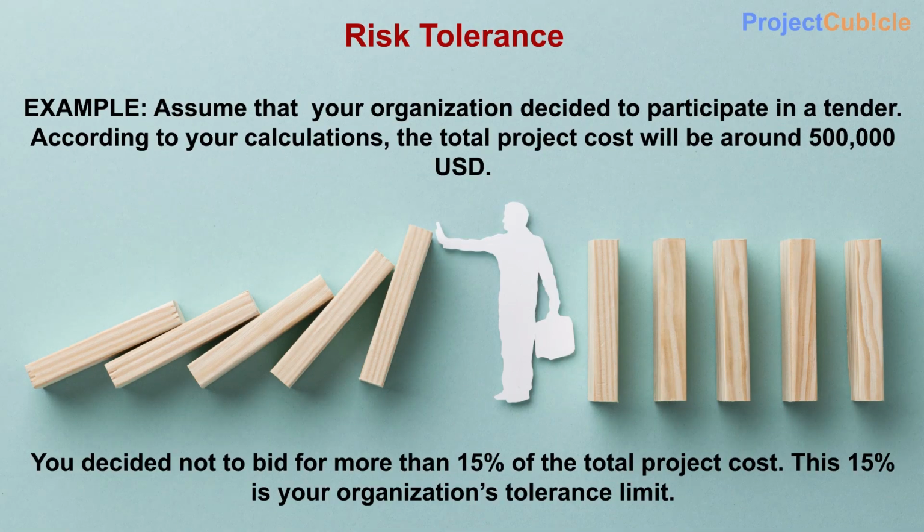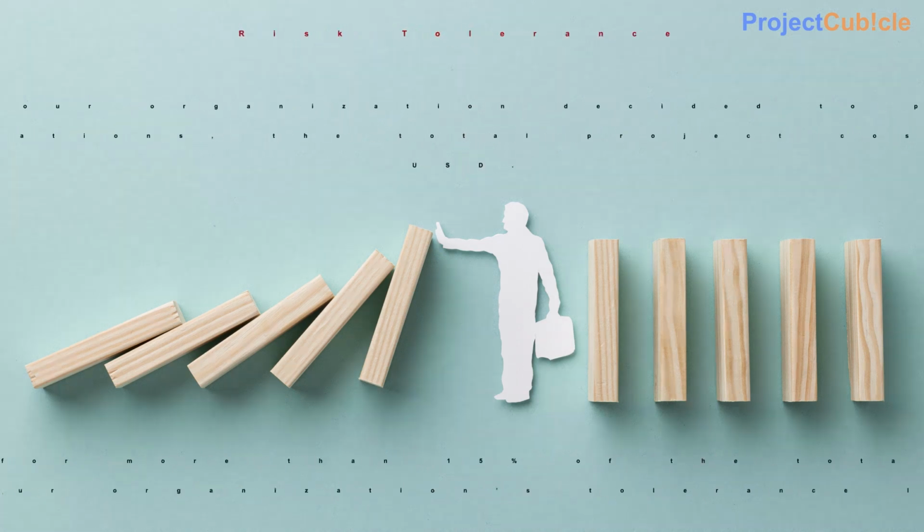Example. Assume that your organization decided to participate in a tender. According to your calculations, the total project cost will be around $500,000 USD. You decided not to bid for more than 15 USD of the total project cost. This 15 USD is your organization's tolerance limit.